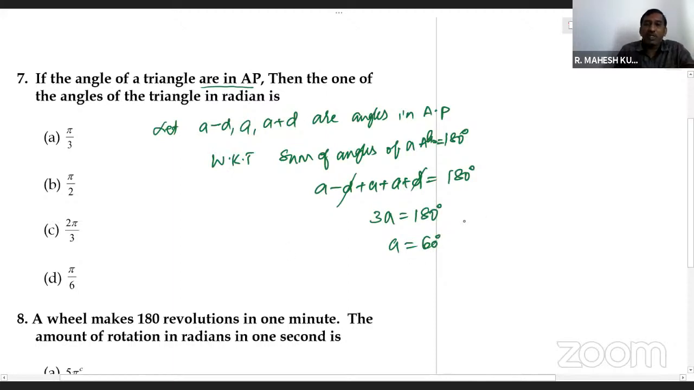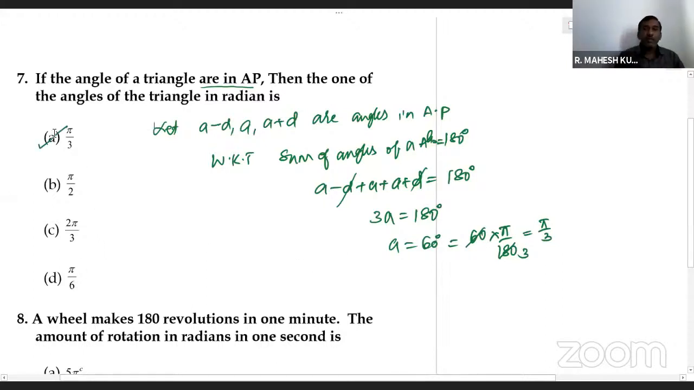Look, here the answers are all in radians. When you have to convert this to radians, you multiply by pi by 180. Multiply by pi by 180. So 60 divided by 3, it becomes pi divided by 3. So option A is going to be the correct answer for this.